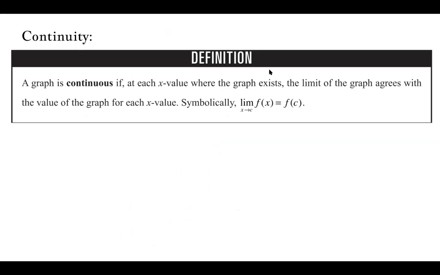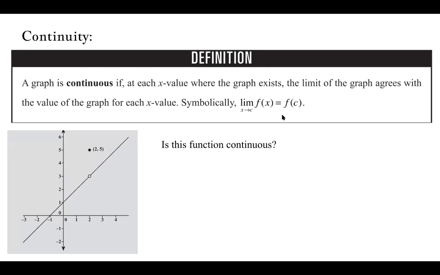Okay. Now I'm going to talk about continuity. So this is how the AcaDeca resource guides define continuity, which is different from how my calculus teacher defines it. Anyways, the graph is continuous if at each x value where the graph exists, the limit of the graph agrees with the value of the graph for the x value. So the limit of f of x as x approaches c is equal to f of c. And that would mean that the graph is continuous.